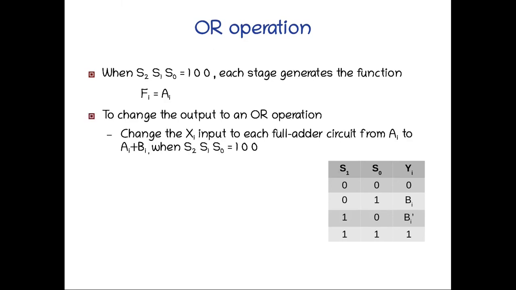To change the output to an OR operation, what we can do is change the xi input to each full adder circuit from ai to ai OR bi when S2, S1, S0 is equal to 1 0 0. In the previous circuit we gave ai to xi, but here the modification is, instead of giving ai, we have to give ai OR bi for the xi input.